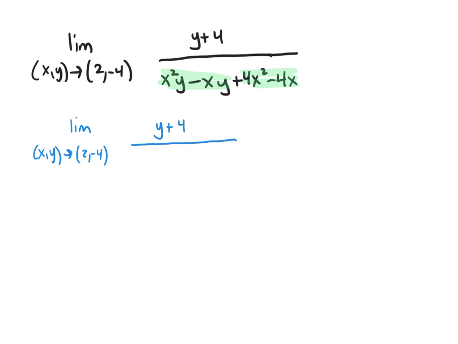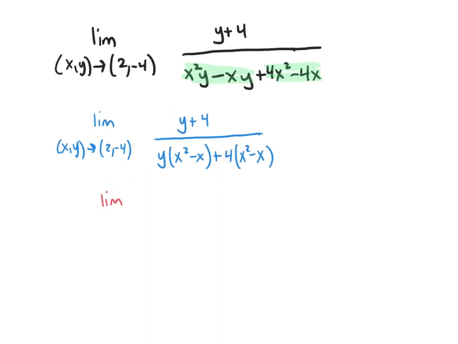So when we look at, for instance, x squared y minus xy, we could factor out a y and get x squared minus x. And then in the second two terms, we have a factor of 4 that will give us x squared minus x. So again, this is factor by grouping. You're factoring in groups. The numerator then stays the same for the moment. So you have x, y approaching 2, -4. We have y plus 4 in the numerator. The denominator, however, you can then factor based on your groupings. So it looks something like that.